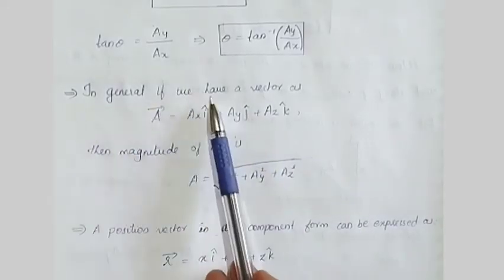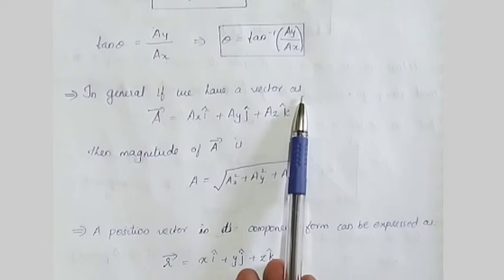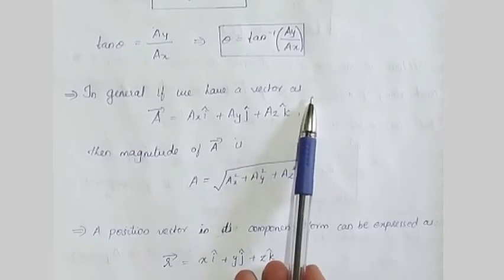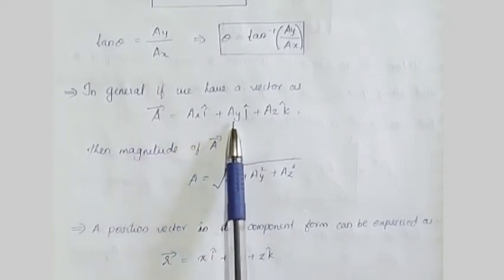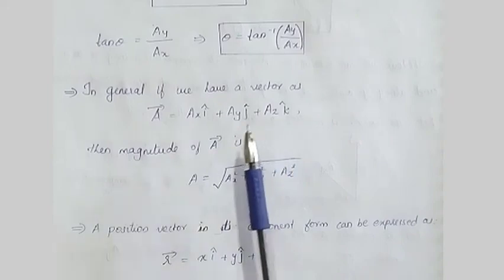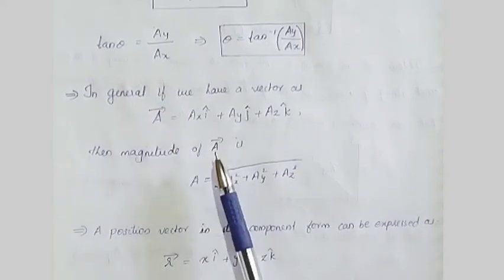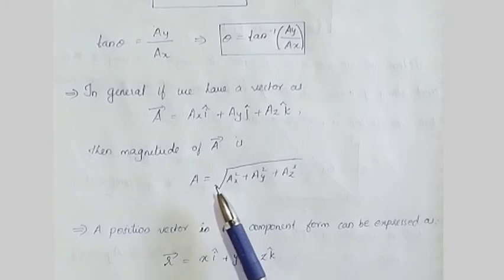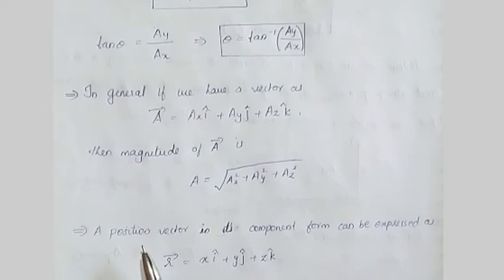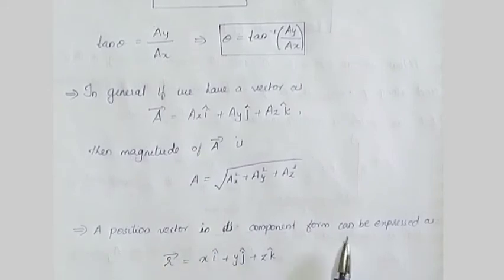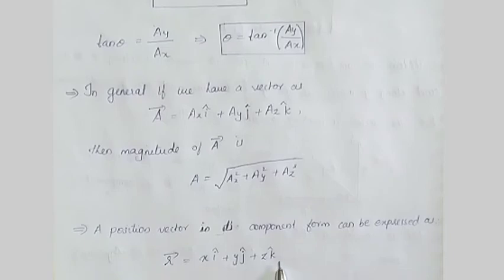So in general, we can represent a vector in its component form if it is in a three-dimensional space as vector A is equal to Ax i cap plus Ay j cap plus Az k cap. And also here the magnitude of vector A can be written as A is equal to root of Ax square plus Ay square plus Az square. And the position vector in a three-dimensional space can be expressed in general as r, the position vector r is equal to x i cap plus y j cap plus z k cap.